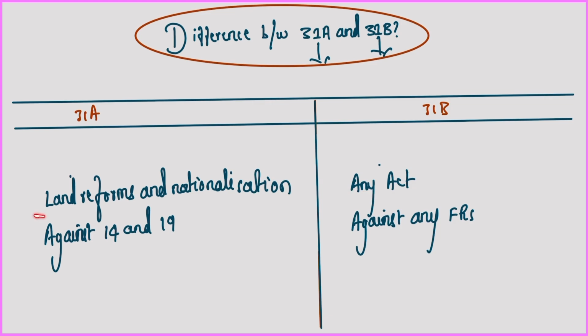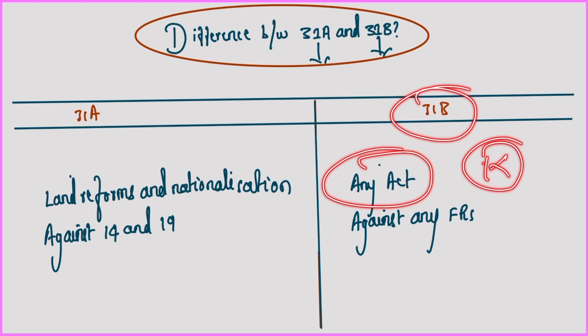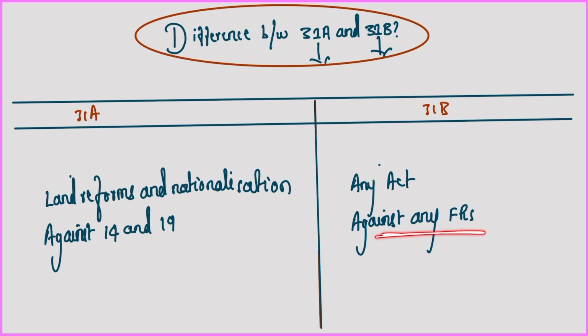Second difference is that such acts cannot be challenged in court for violation of Articles 14 and 19. Only Article 14 and 19. So in this sense also, 31A is narrow. But 31B says that any act which is put in Schedule 9 cannot be challenged for violation of any fundamental rights. So 31B is broader.